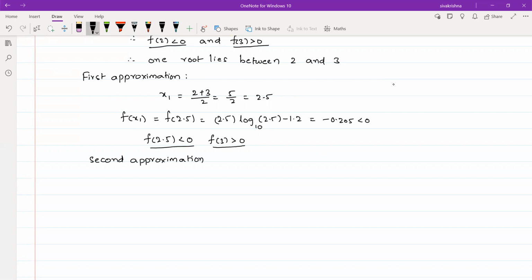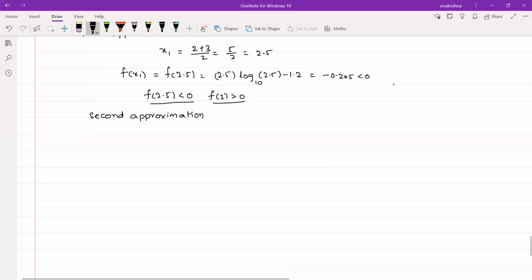The second approximation is denoted by x2, and x2 is nothing but the average of the two numbers which are having opposite signs, and those are 2.5 plus 3 by 2, so we get 5.5 by 2. So 5.5 by 2 is nothing but 2.75. So this is the second approximation.